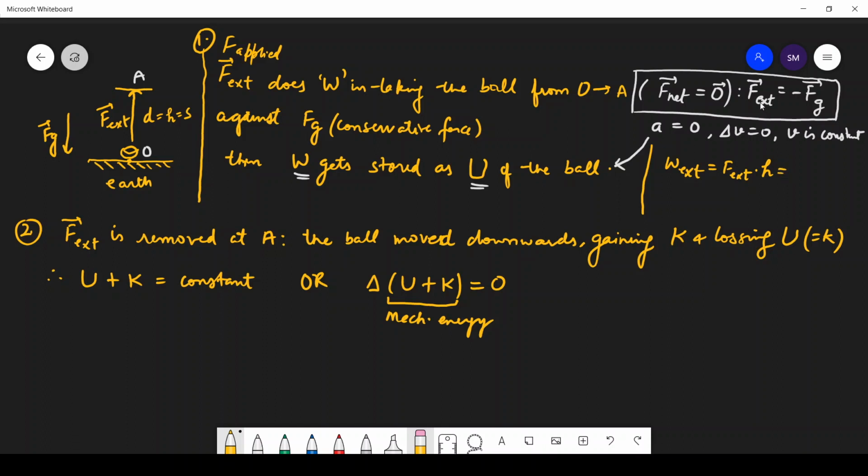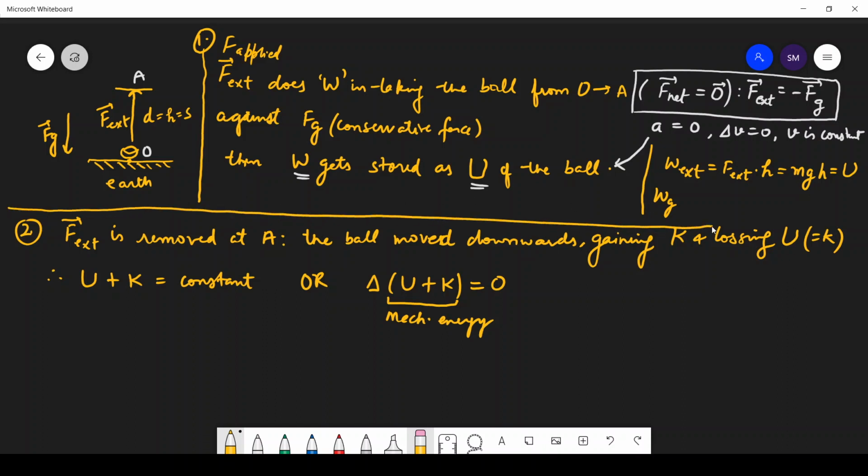Now I told you that F external is equal to Fg. So what is Fg? Fg is mg. So this is mgh, and that is equal to U, potential energy. Now what about the work done by gravitational force? So I am still talking about point number 1, okay?